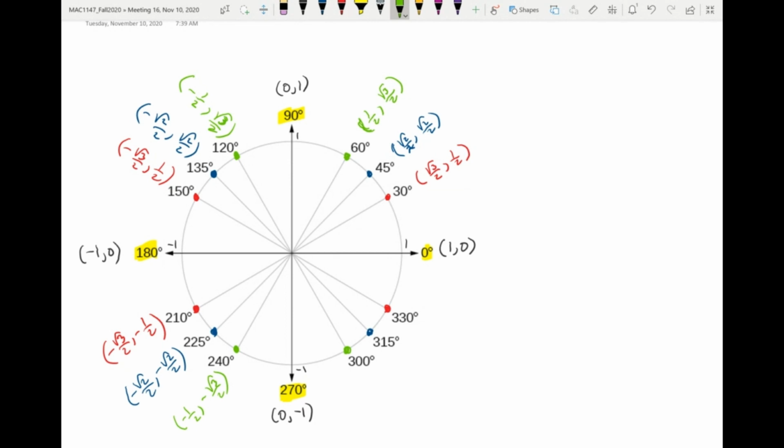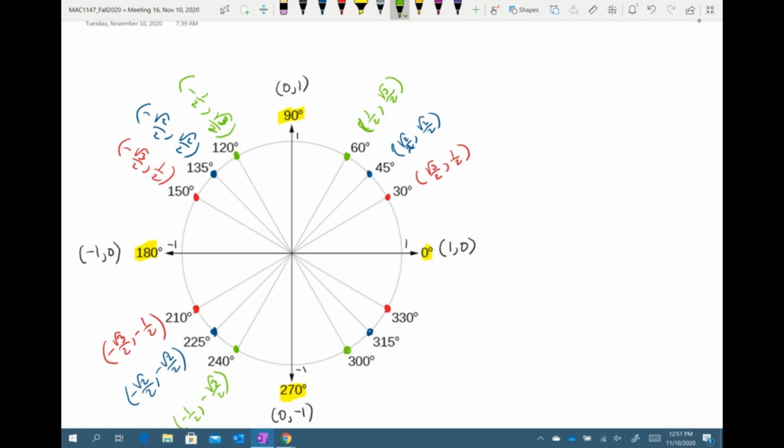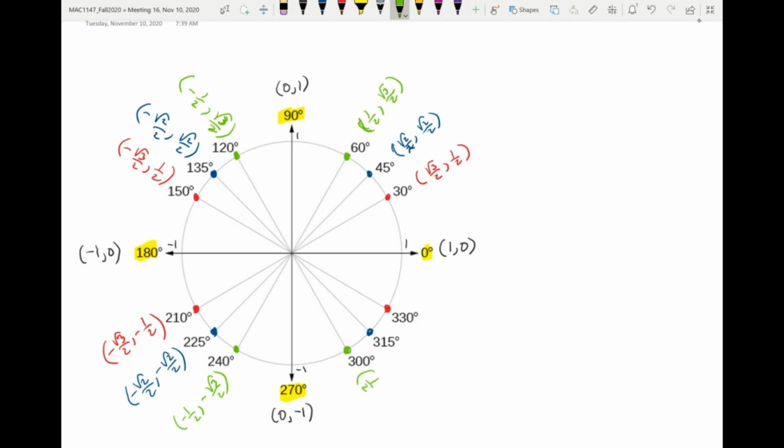And then finally, for quadrant 4, again, let's see, 300. That corresponds to 60, but this time x is positive and y is negative. So that will be 1/2, comma negative square root of 3 over 2. And for 315, that's 45. X is positive, square root of 2 over 2, and y is negative. And then for 330, that corresponds to 30 degrees. X is positive, y is negative.